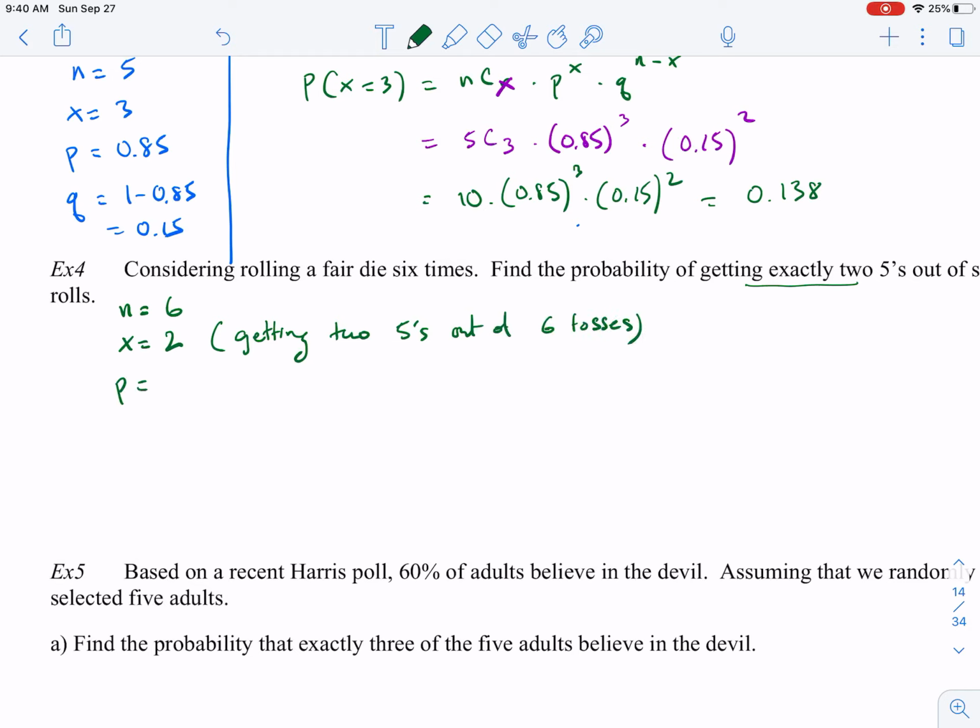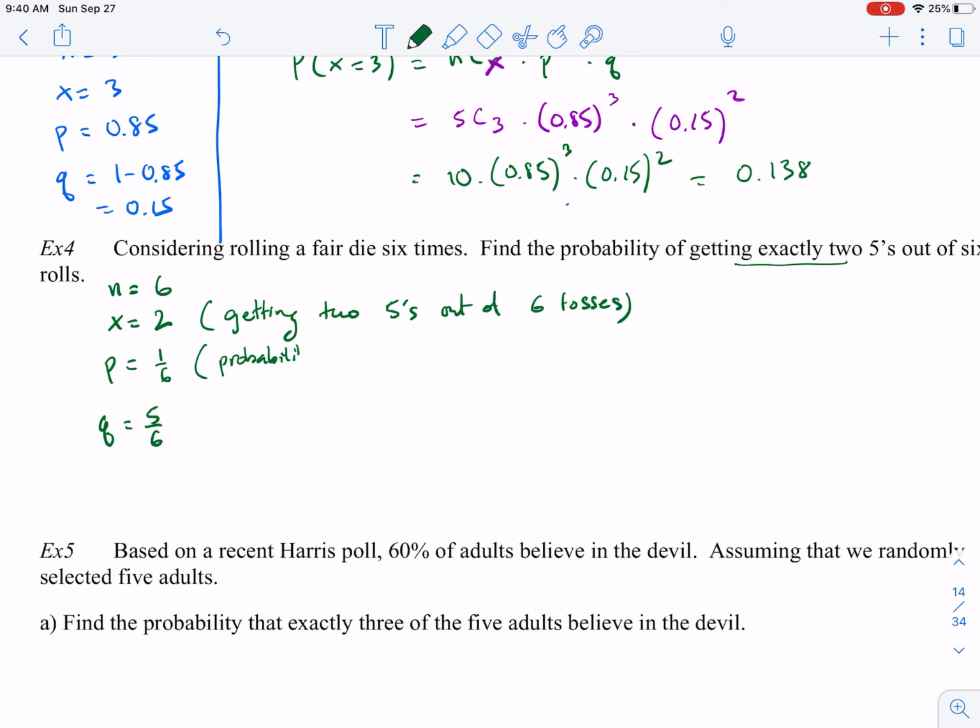P is the probability of success of one single trial. So that means what is the probability of getting a 5 in a single toss? For a fair die that has 6 sides, that would be 1/6. Q is the probability of failure, the probability of not getting a 5 from a single toss, that is 5/6, right?